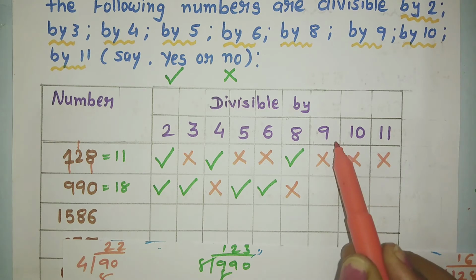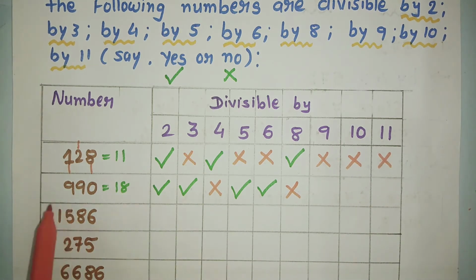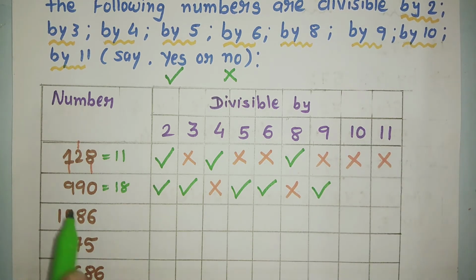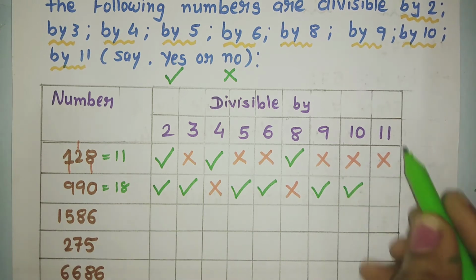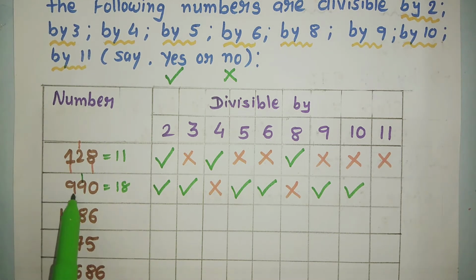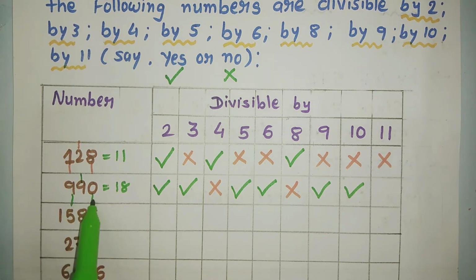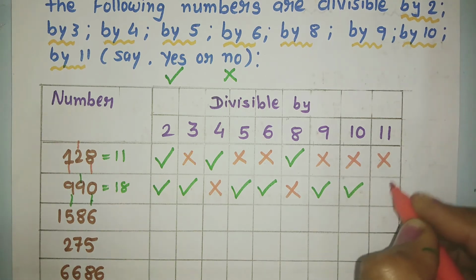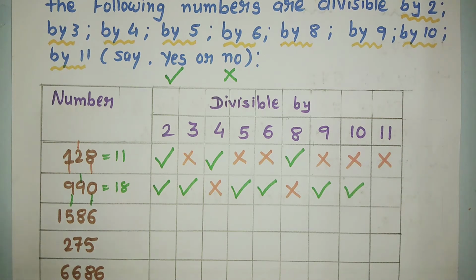Now rule for 9 is the addition of the digits should be divisible by 9. 18 is divisible by 9. Yes, 9 2s are 18. So yes. 10 means last digit should be 0. Yes. 11: the sum of alternate places and the difference of that. So sum of alternate means 9 तो ऐसे ही रहेगा. 9 plus 0 is 9. This one is the 9. This one is the 9. 9 minus 9 is 0. So 0. Yes, 0 से तो divisible है. So this 990 is divisible by 11.